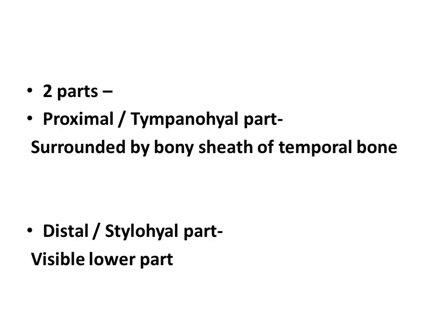The styloid process can be divided into two parts: a proximal part, which is also called the tympanohyal part, and a distal part, which is also called the stylohyal part. The proximal part is surrounded by the bony sheath, which is derived from the temporal bone, that is, from the tympanic part of the temporal bone. And the distal part, or the stylohyal part, is the lower part which we can see, and all the further descriptions are related to the stylohyal part.